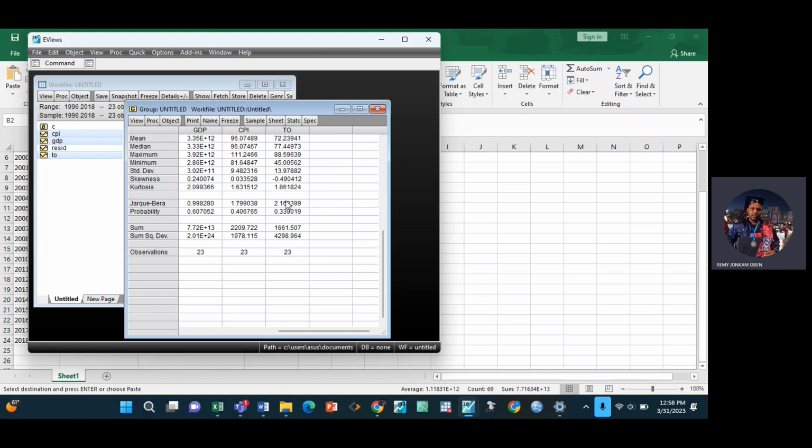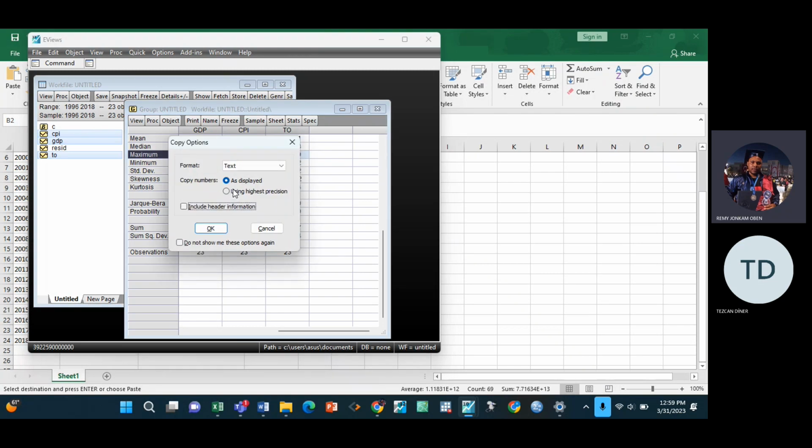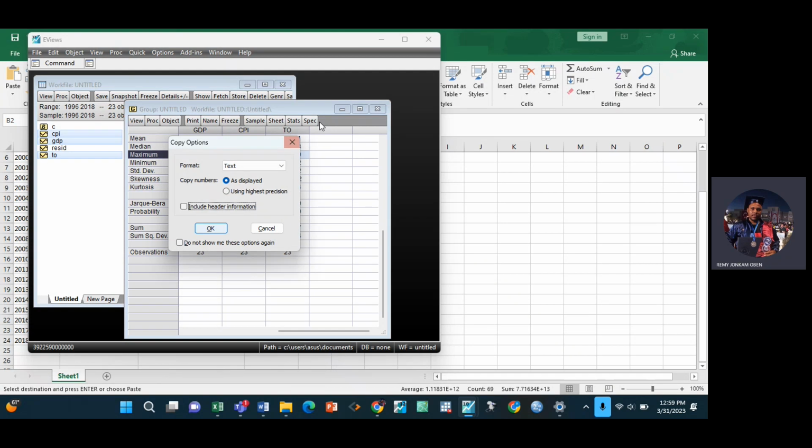Now, in these descriptive statistics, there are some interesting things we can explain. You can talk about the mean, the median, the maximum. In fact, you can talk about all of these things, like you present it in your research paper or your thesis or whatever. By the way, you can copy this and paste on web, right? You can just take control, copy, then you can copy and paste on web.